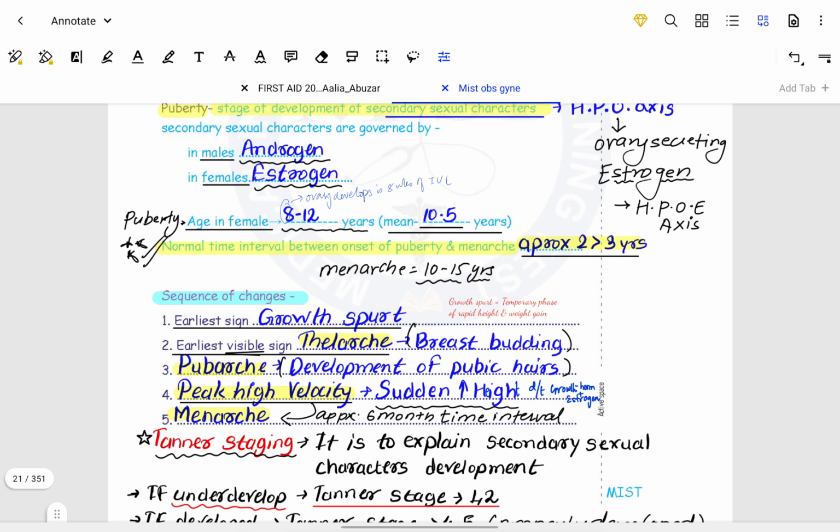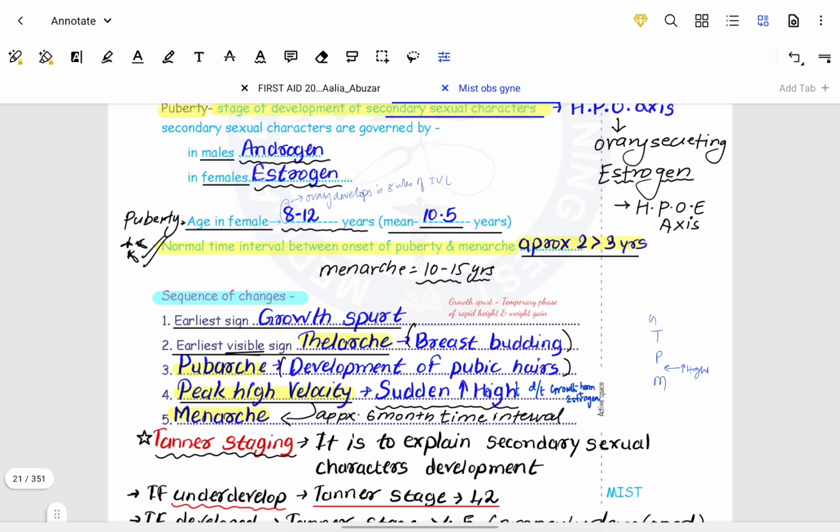Just remember TPM. And here you have increased height. Transplacental nutrition, just make it TPM, and growth spurt is first. So earliest sign is growth spurt, but earliest visible sign is thelarche. So growth spurt is a temporary phase of rapid height and weight gain. So earliest sign, if they ask you, it is growth spurt, but earliest visible sign you see thelarche.